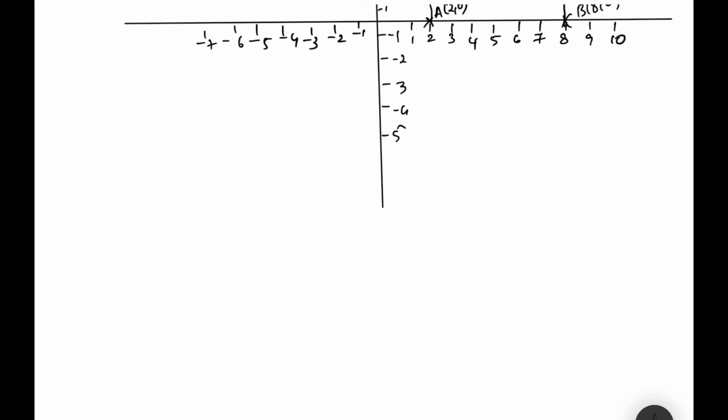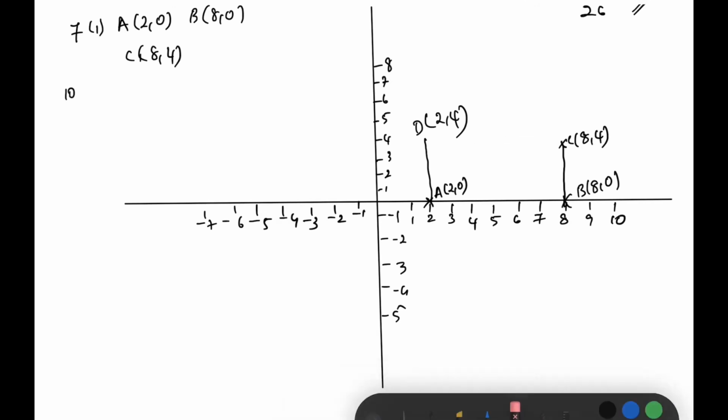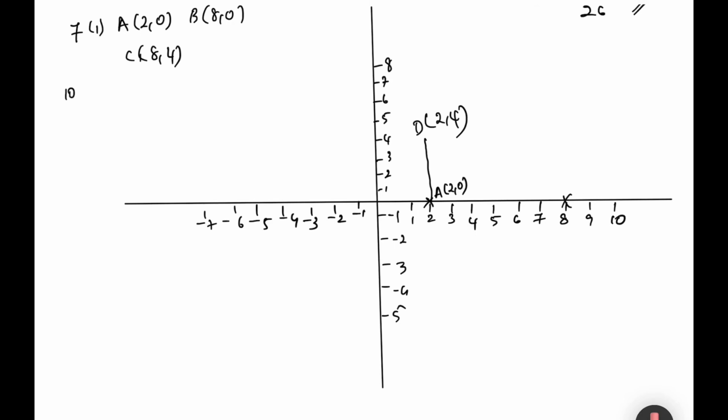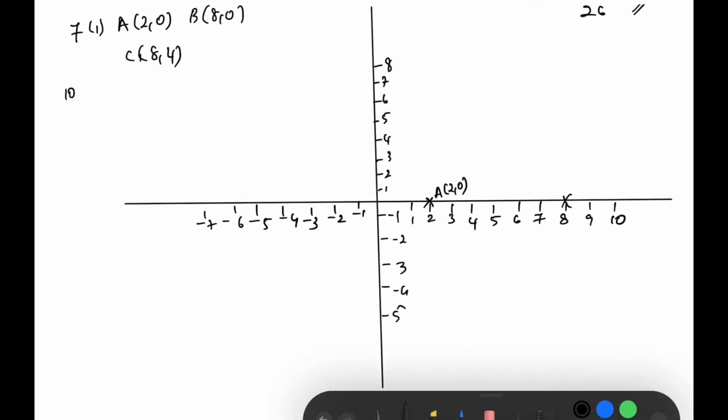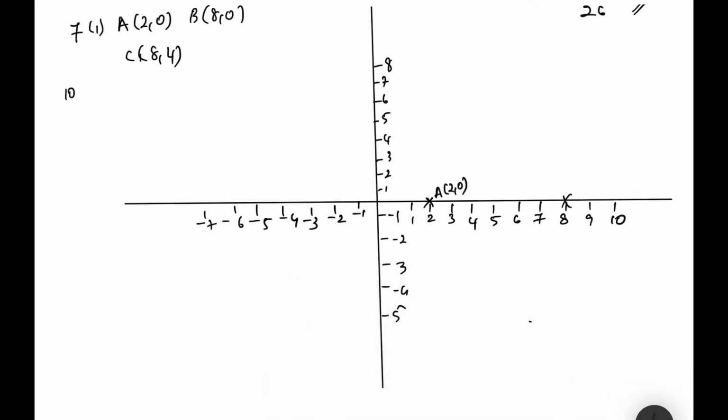Now, in the same graph itself, I am going to explain the 10th question. What is given in the 10th question? By plotting, I'll just erase this part. By plotting the following points on the same graph paper, check whether they are collinear or not.